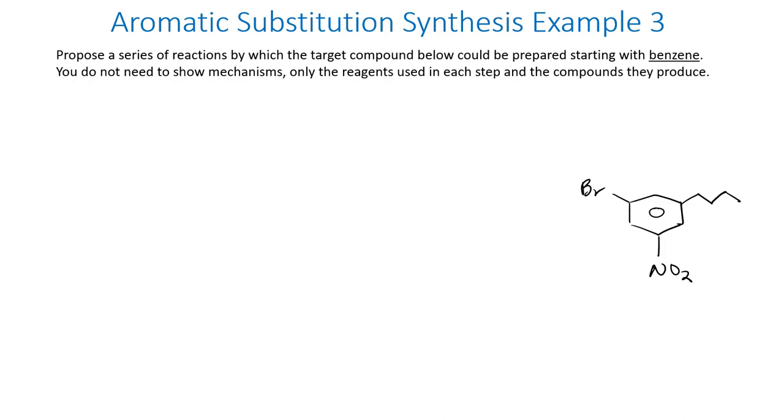In this example, we're given a tri-substituted benzene derivative that has a bromine, a butyl chain, and a nitro group, and we're asked to start specifically from benzene. Give it a try and see what you can do.